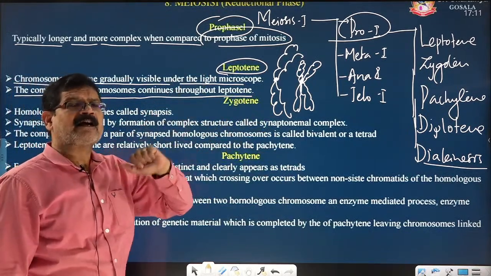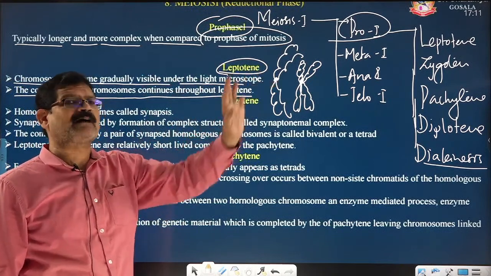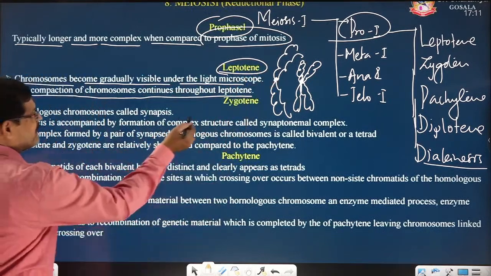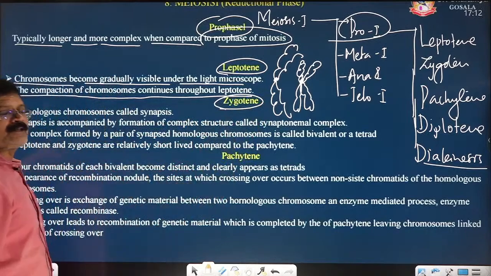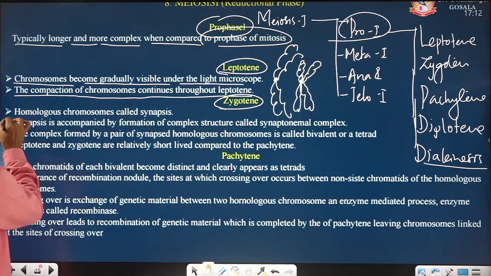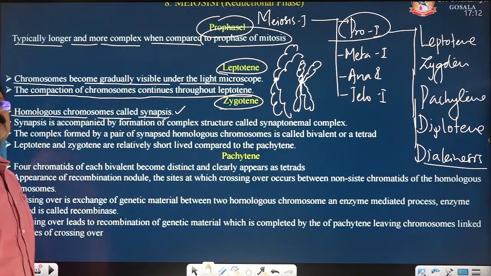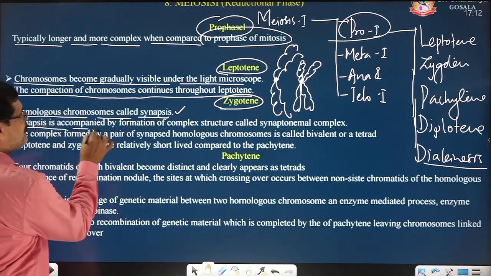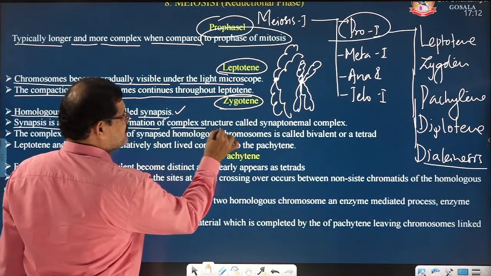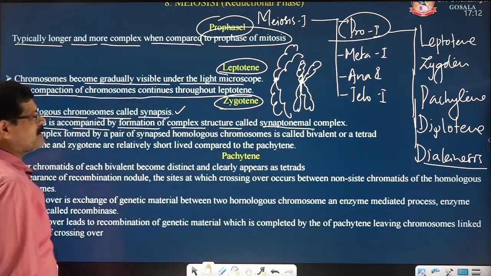Simply you can say condensation of chromatin to chromosome occurs. Next one. What is the next substage? Zygotene stage. What is the zygotene? Homologous chromosomes pair up, called synapsis. Synapsis is accompanied by the formation of a complex structure called the synaptonemal complex.